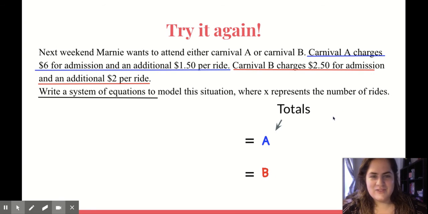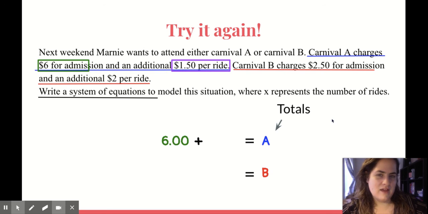Let's look at Carnival A. $6 for admission, so you pay that one time. I'm going to start that with 6. You could put the 0.00 if you want. You don't have to. Plus an additional $1.50 per ride. Are they asking you to use any particular letter? Yep, they want you to use X.